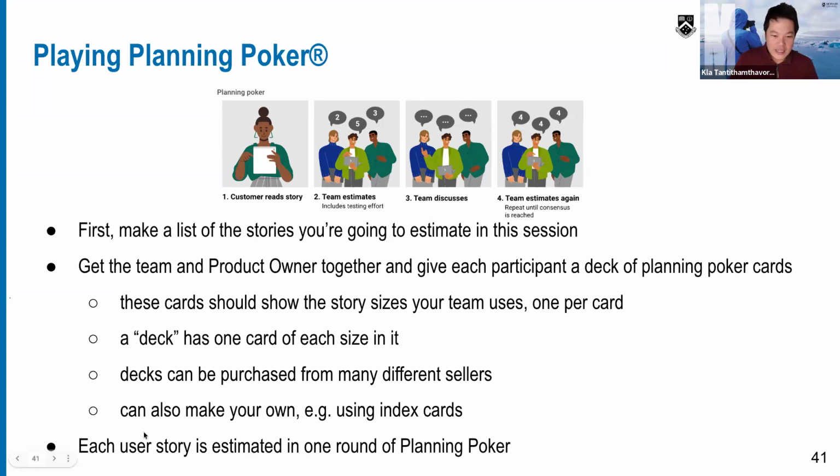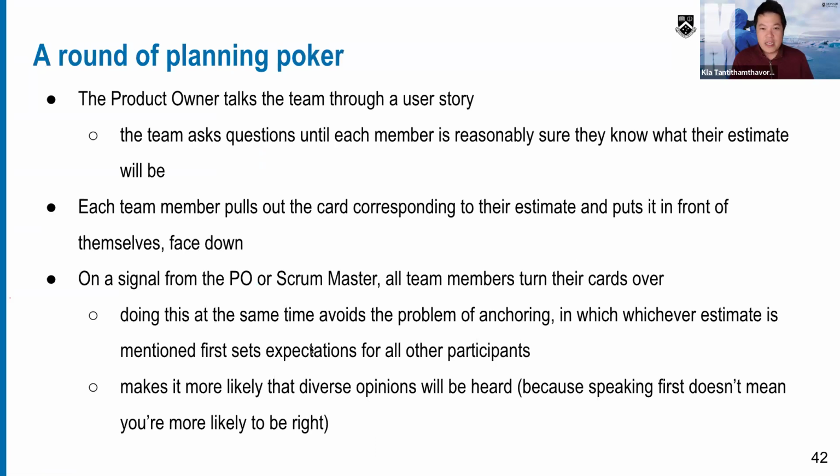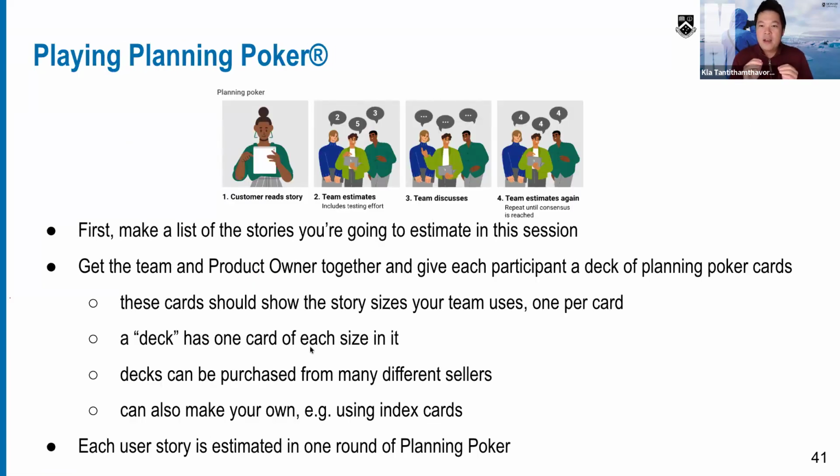Each user story is estimated in one round of planning poker. Based on the given user story, you put down the card that represents the appropriate story points. If there's a disagreement, the team needs to discuss and then try again, repeating until consensus is reached. So that's planning poker.